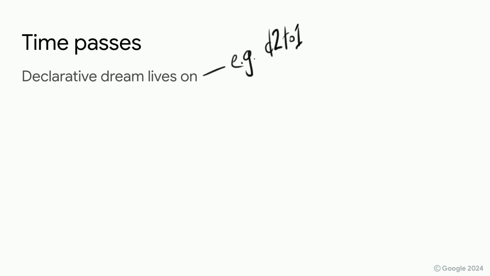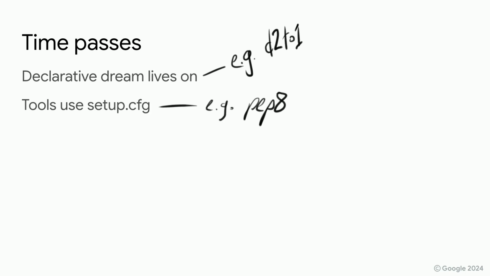Time passes, but the declarative config dream continues to live on. A tool like d2to1, even PBR, continue to support this idea. But also at this time, other tools like pep8 start putting their config inside setup.cfg. It feels like maybe they should be using setup.cfg.